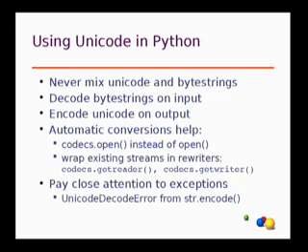So using Unicode in Python is very simple. Never mix Unicode objects and byte strings. It's a very simple rule. If you do that, everything will be great. Except, of course, it's not always easy not to mix byte strings and Unicode.